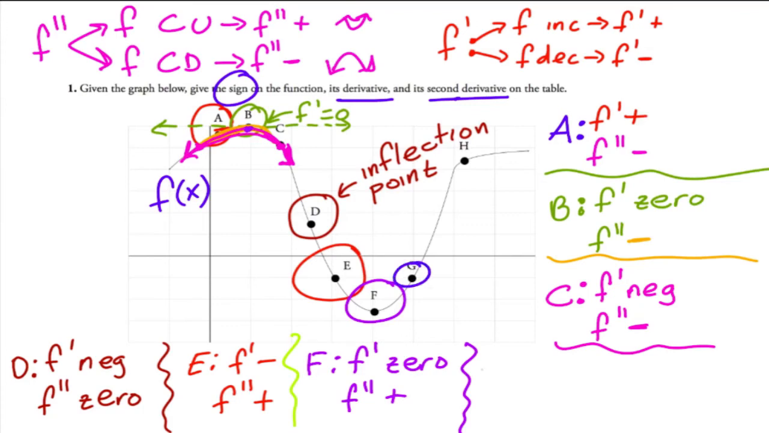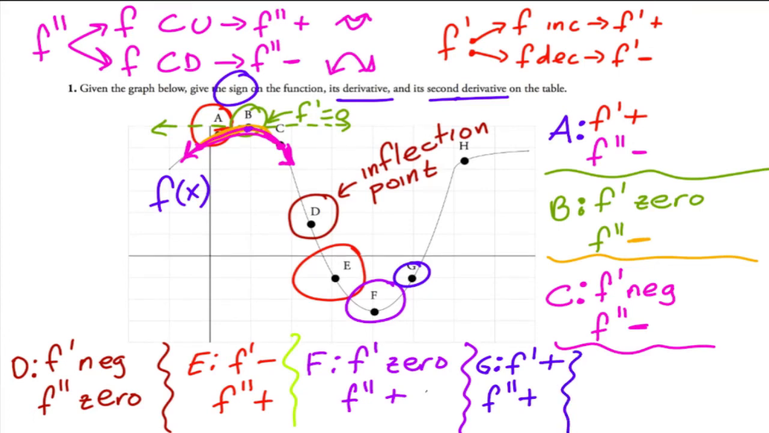Okay, and then let's take a look at g. We're running out of room here, but that's okay. We're almost finished. The function is increasing, so the derivative is positive, and it's still concave up, so the second derivative is positive as well.